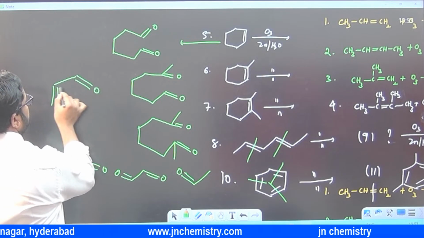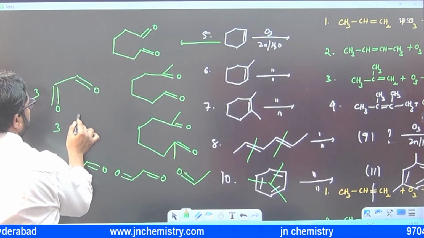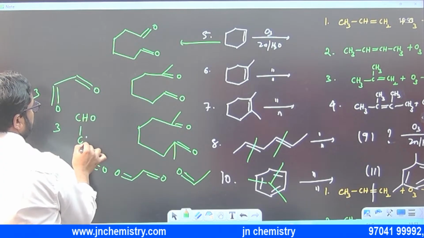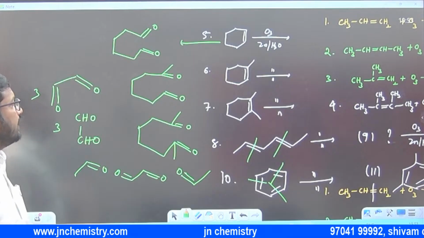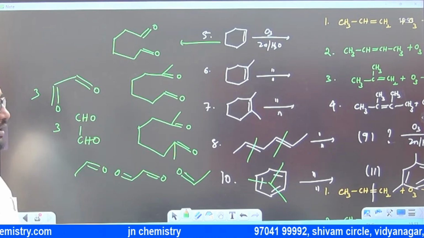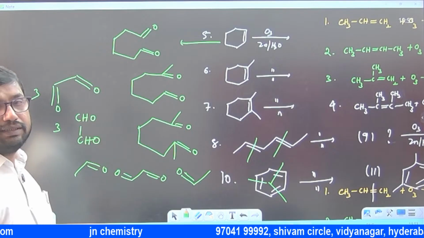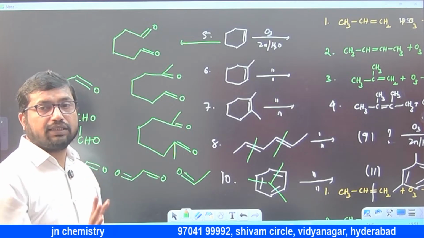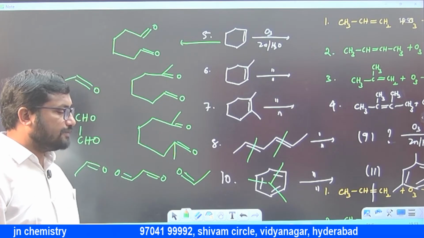Like this, 3 moles are coming, nothing but 3 moles of glyoxal. 3 moles of glyoxal. Let me know any doubt. Simple. So where the double bond is there, just break it down on both sides and add the 2 oxygens.